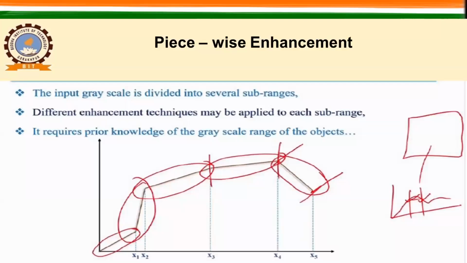So how can we do this? By using the histogram. Different enhancement techniques may be applied to each sub range. It requires prior knowledge of the gray levels of the object.